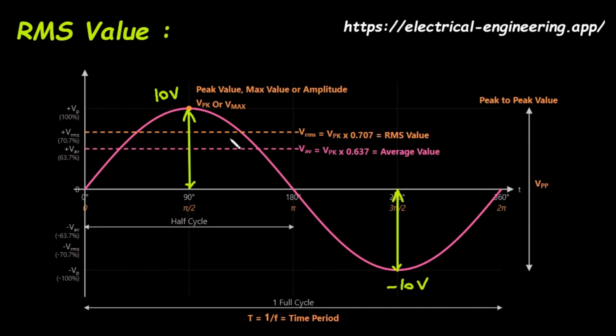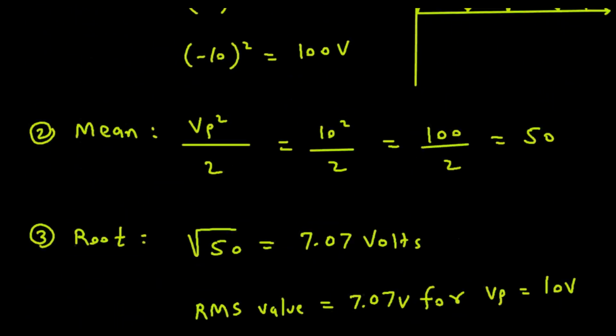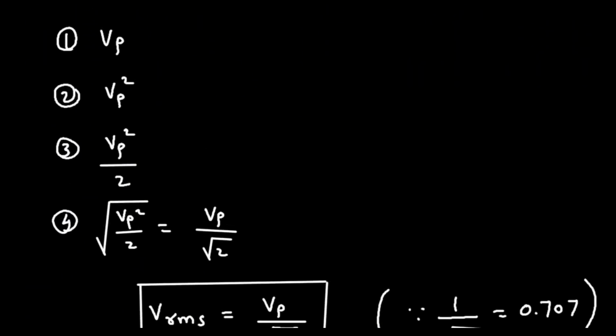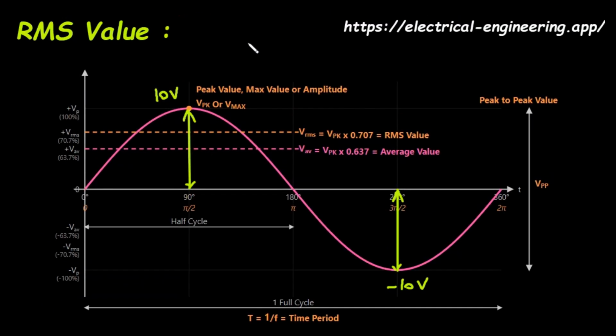Now why do we need it? When voltage and current are constant, calculating power is straightforward. We know that in case of DC, simply power is equal to voltage into current. But this happens in case of DC.